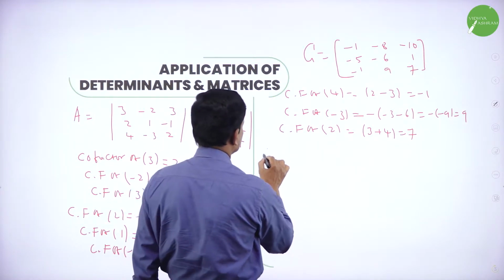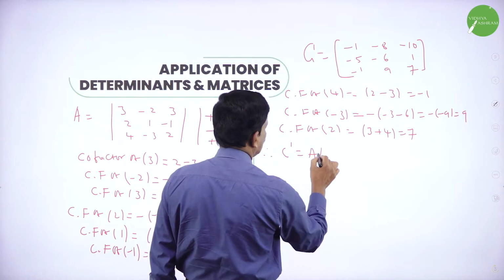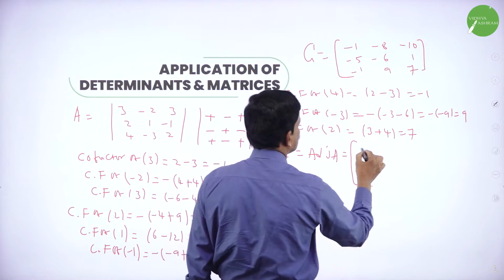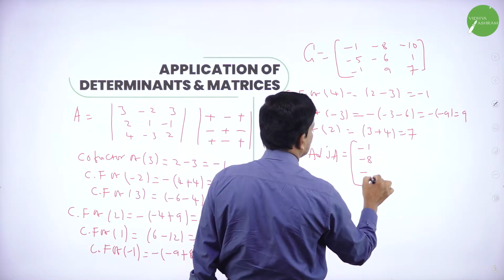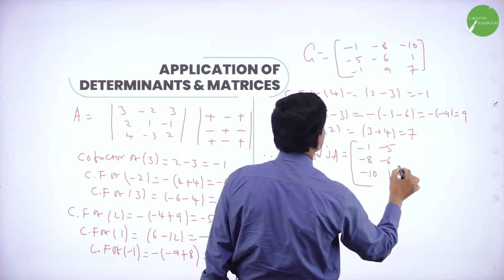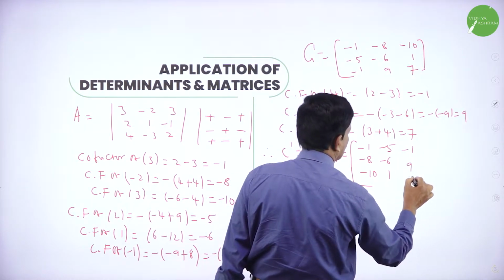So therefore C dash is nothing but the adjoint of A. So adjoint of A is equal to the transpose of this: minus 1, minus 8, minus 10, minus 5, minus 6, 1, minus 1, 9 and 7.